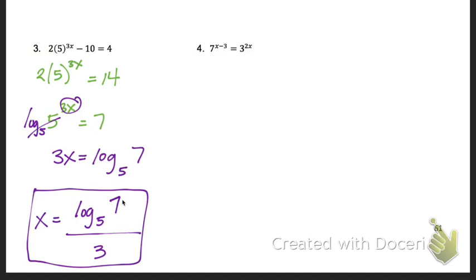Okay, so now number 4, I've got 2 exponents. So I could take log base 3 or I could take log base 7. Which one do you want to do? Let's just do the left side. Okay, let's do log base 7. So when I take log base 7, I'm left with what on the left side? X minus 3. On the right side, what's out in front? 2x times log base 7 of 3.